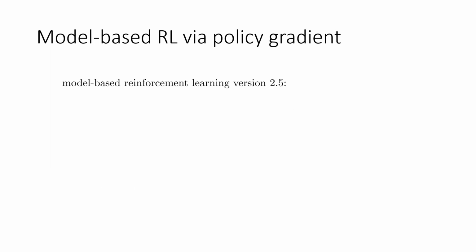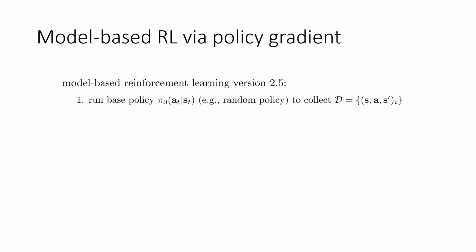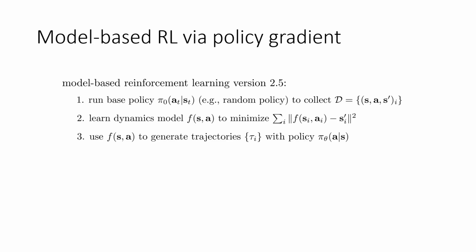Now, from this, we could write down what I might make up a name for. The name I'm going to make up is model-based RL version 2.5. Model-based RL version 2.5 is going to be very similar to 2.0, except instead of using backpropagation, it's going to use the policy gradient. So step one, run some policy to collect the data set. Step two, learn a dynamics model. Step three, use that dynamics model to sample a whole lot of trajectories with your current policy. Step four, use those trajectories to improve the policy via policy gradient, and you can of course use all the actor critic tricks, all that stuff here. And then repeat step three a few more times.